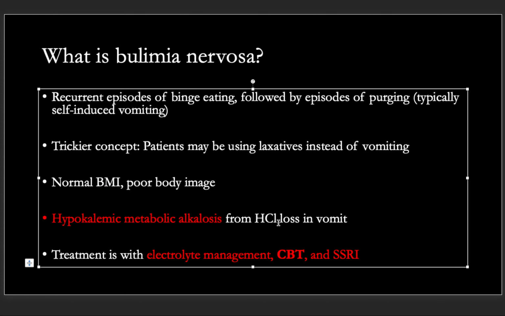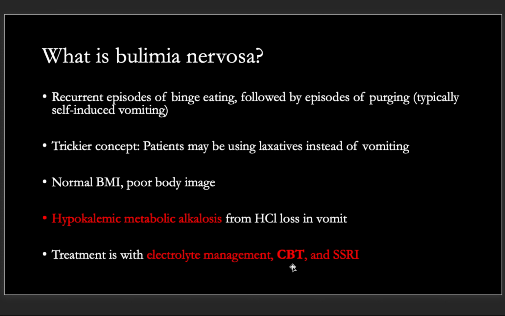Another thing to look out for, and this is what you'll be tested on, is some of the acid-base changes. If you think about someone who is vomiting all the time, you're losing hydrogen chloride ions. This will cause a metabolic alkalosis. We'll go a little bit more in depth on this because they'll ask you questions about this. Treatment is first to stabilize the electrolytes. Then you're looking at cognitive behavioral therapy and SSRIs.